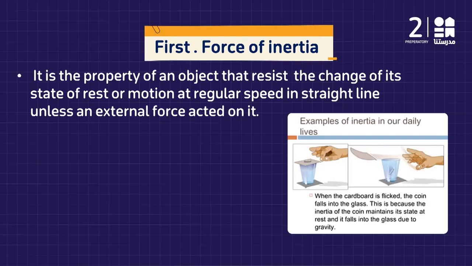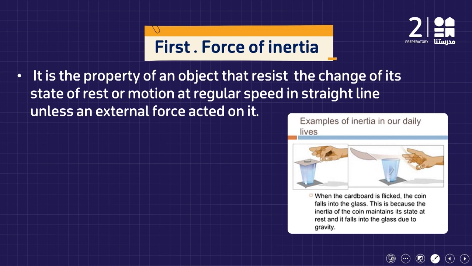What is the meaning of that? What's meant by force of inertia? Force of inertia is a property of an object that resists the change of its state of rest or motion at a regular speed in a straight line unless an external force acts on it. Let's take an example to illustrate the force of inertia.